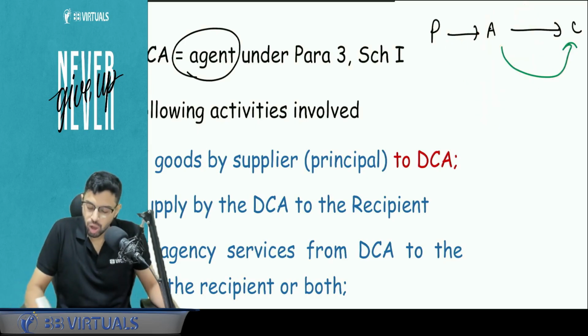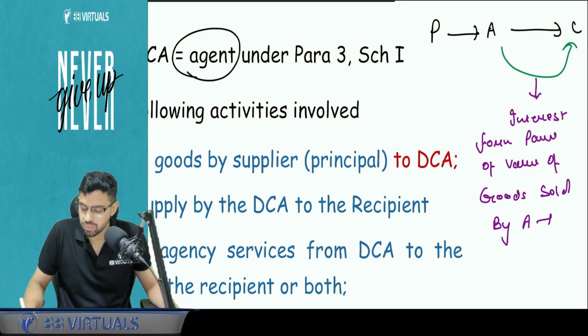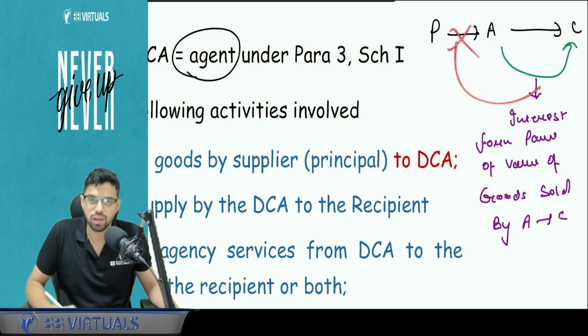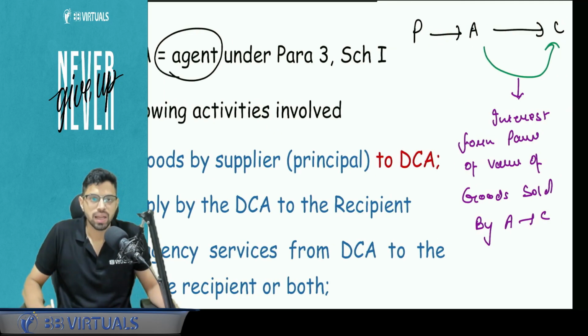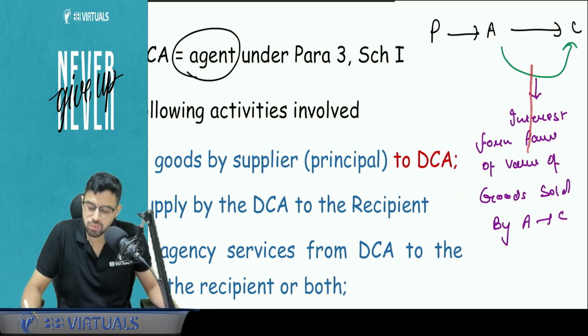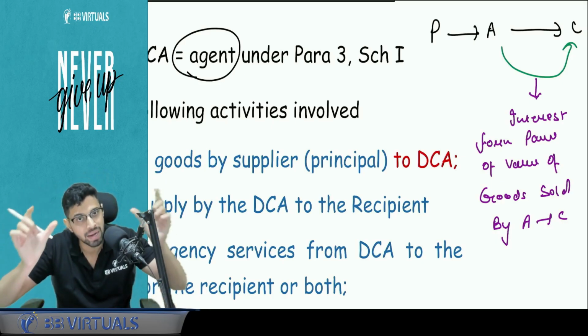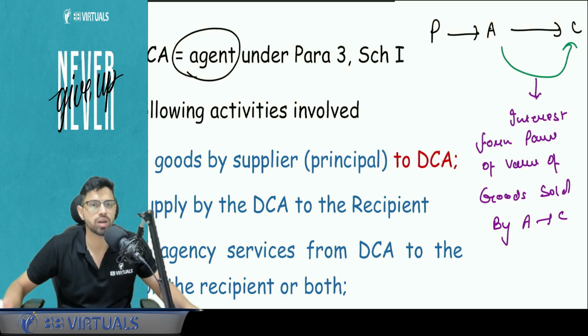Now the question comes, on this loan that is given, will interest form part of value of goods sold by agent to customer? Obviously it is not going to form part here between principal and agent. But what about this? Is this loan transaction still an independent supply? No. Now it will be subsumed under this goods supply, because agent and customer, between them inter se also it is a supply. Now it is not an independent transaction. Interest will form part of this particular supply.